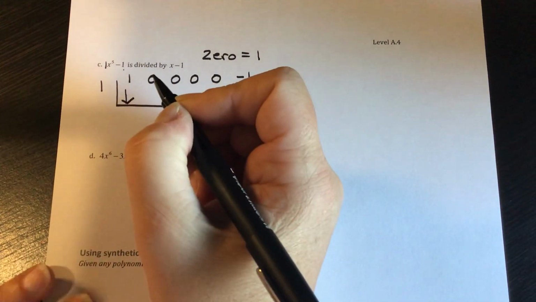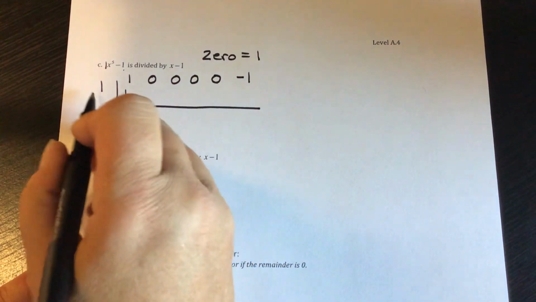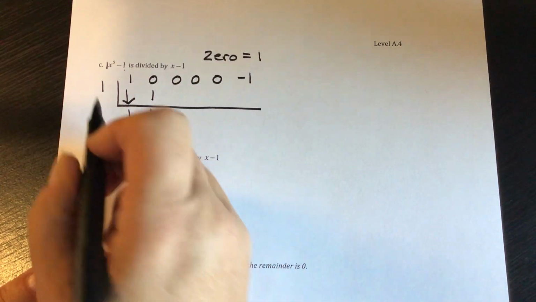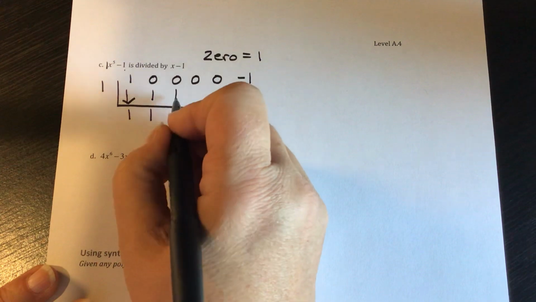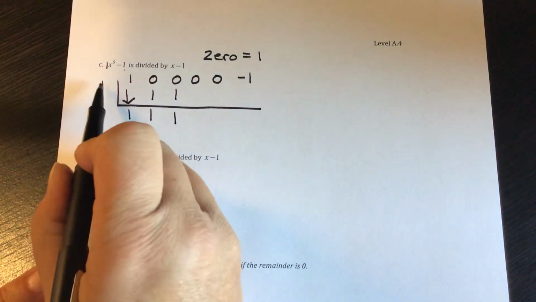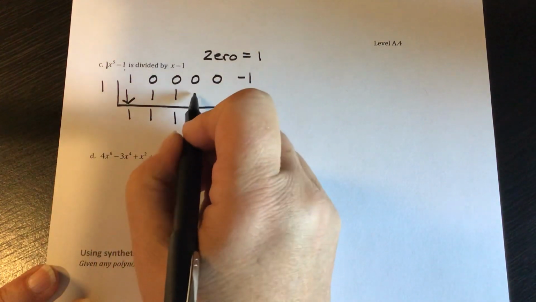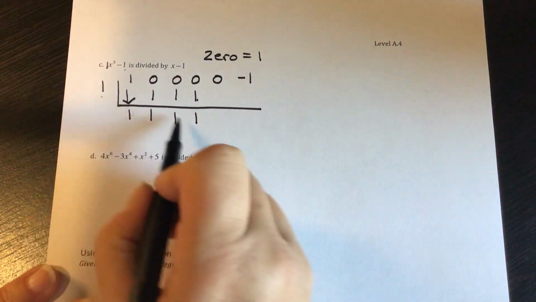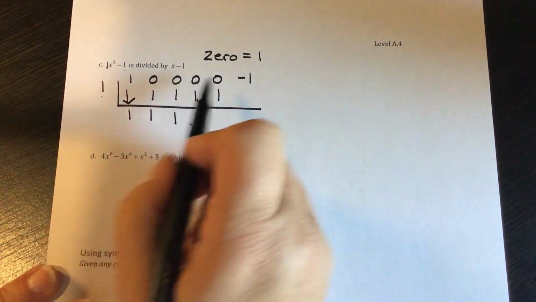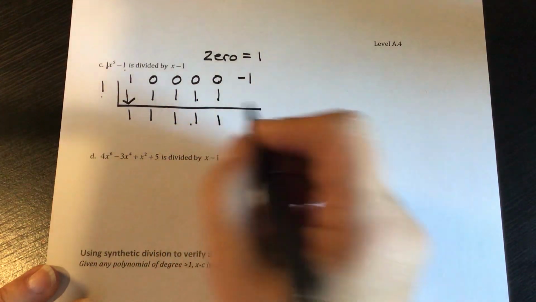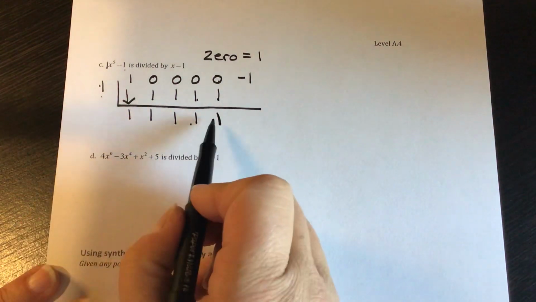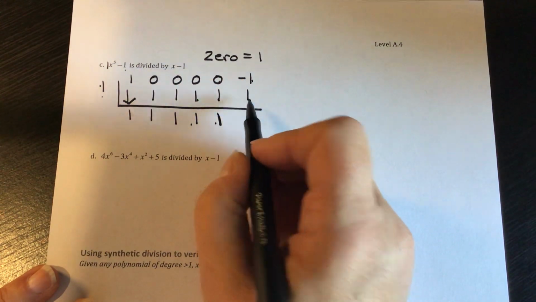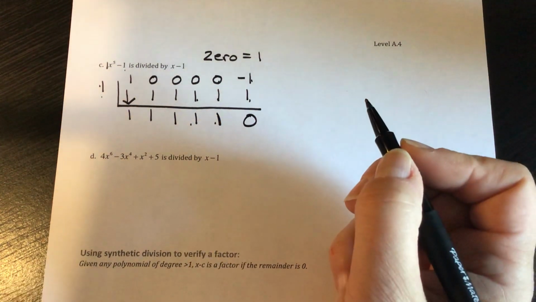So I'll bring this down here. I have a 1 times 1 is 1. Add down, I get a 1 again. 1 times 1 is 1. 0 plus 1 is 1. I keep repeating this: 1 times 1 is 1. Now I'm going to add negative 1 plus 1 times 1, which is 0.